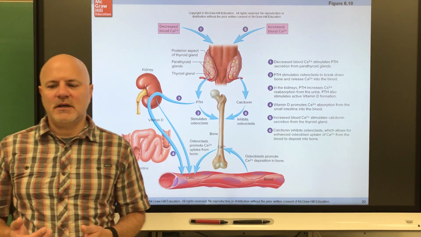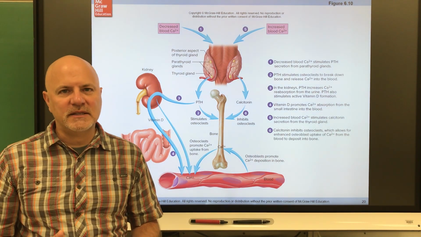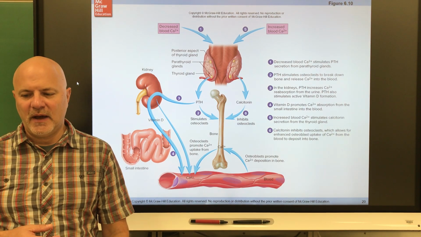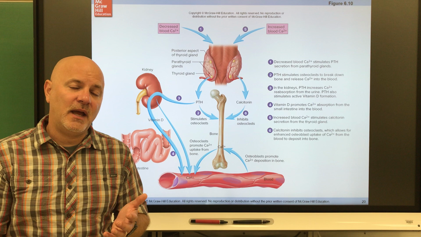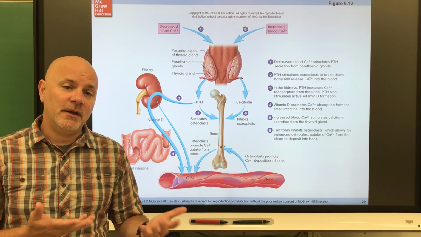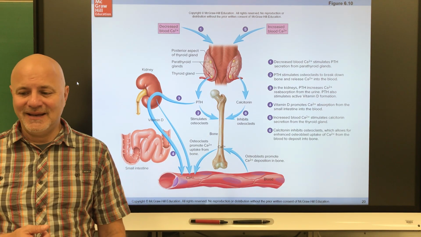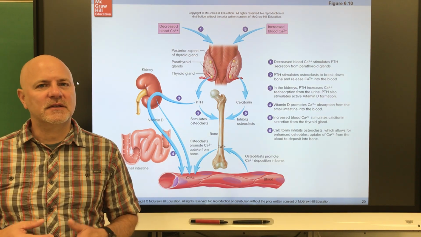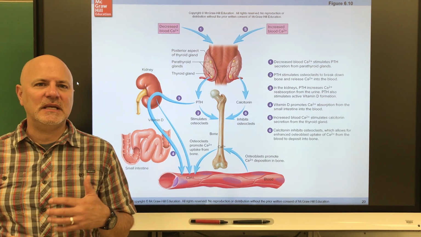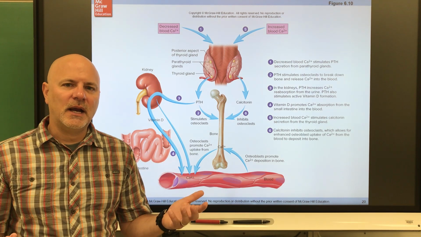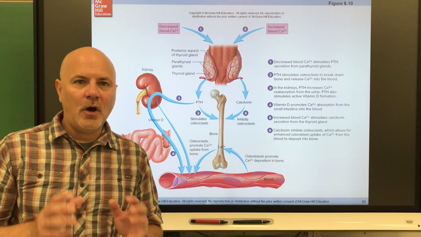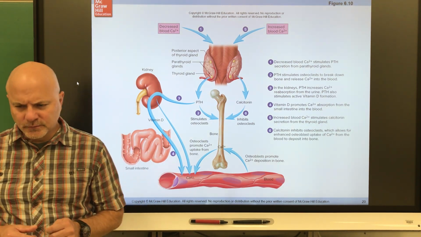Vitamin A is necessary for normal osteoblast and osteoclast activity. So these cells don't work as well without vitamin A. And that's why if you buy milk in the store, it's fortified with vitamin A and D. Vitamin C is required for collagen synthesis. So if you have a deficiency in vitamin C, you're not going to have as much collagen in your bones. Your bones are going to be more brittle. So all those are very important.